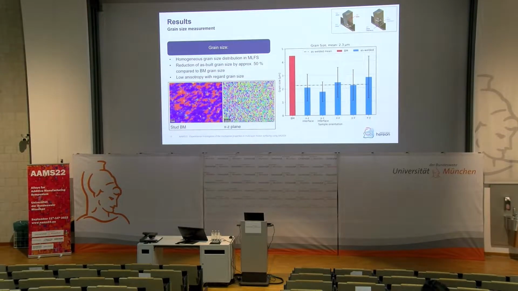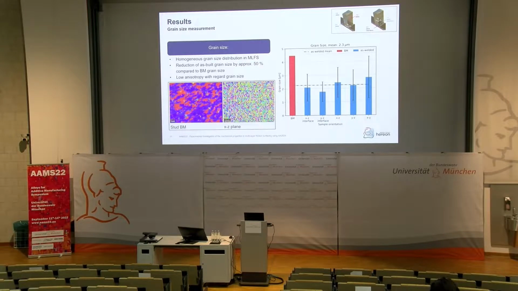So here on this slide, I will more focus on the grain sizes. I think it's easier to see this here in this graph than in the IPF maps. And we can see that compared to our base material, we have a grain refinement of approximately 50%. And that's why we're expecting in our whole structure a very low anisotropy regarding the grain size.